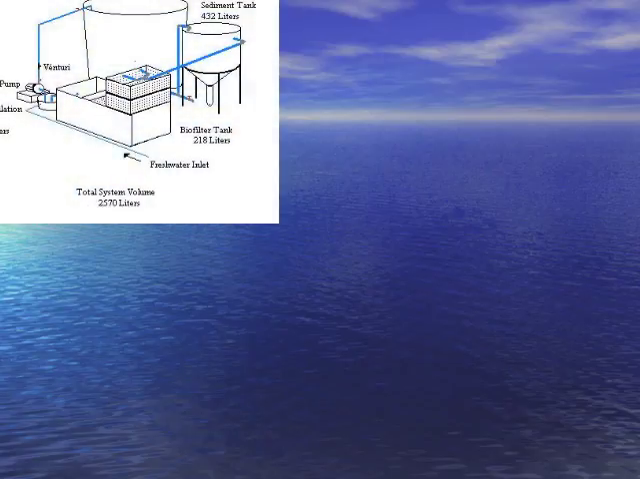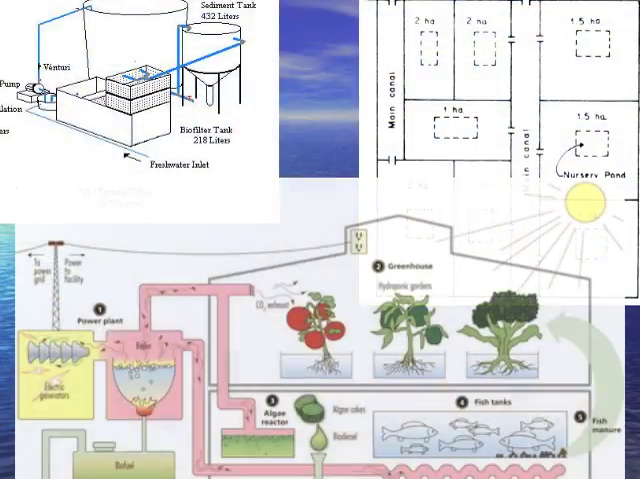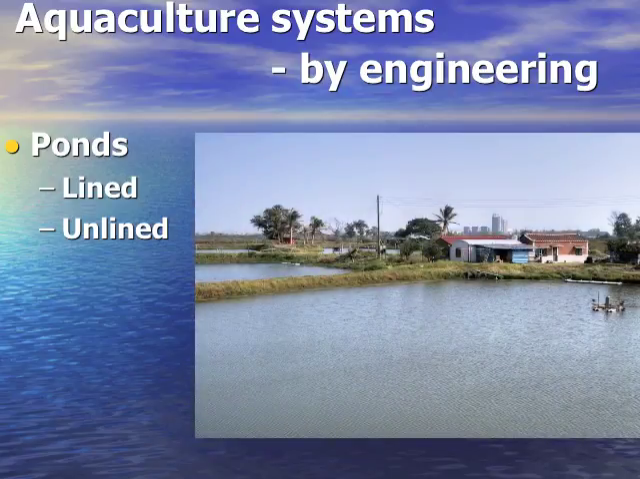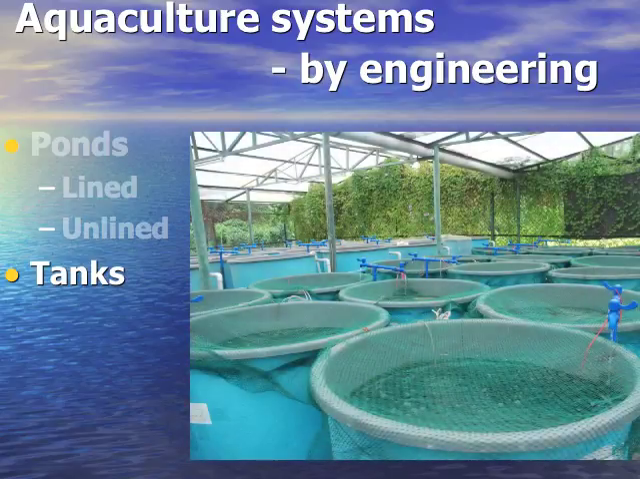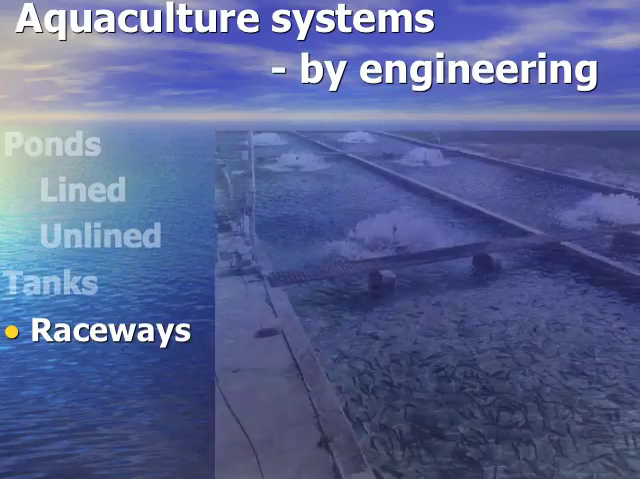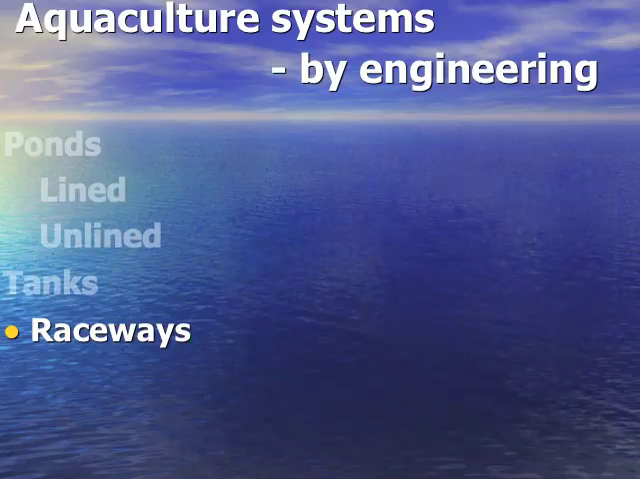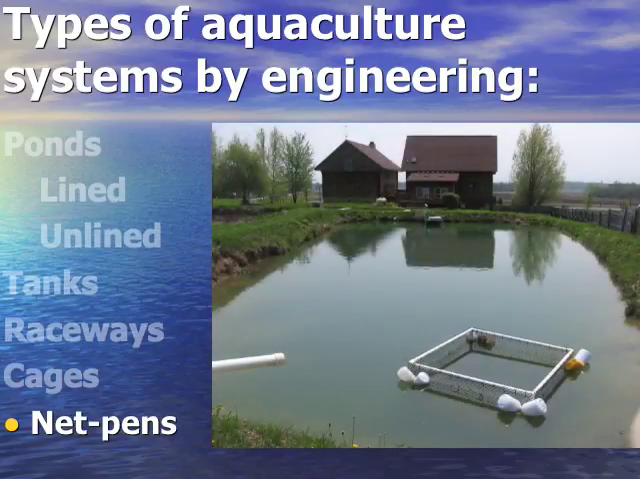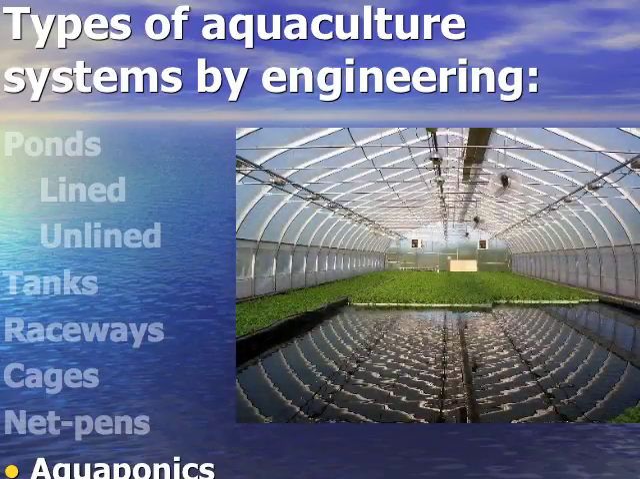Next we're going to talk about types of aquaculture systems by engineering design. This is what most people will think about on the different types of systems. First of all, we have ponds, which can be either lined or unlined. Basically, an unlined pond is just a hole dug into the ground. We can have a tank. We can have a raceway. We can have a cage. We can have a net pen. And there are some new type systems now called aquaponics, which are a combination of plant and fish systems.